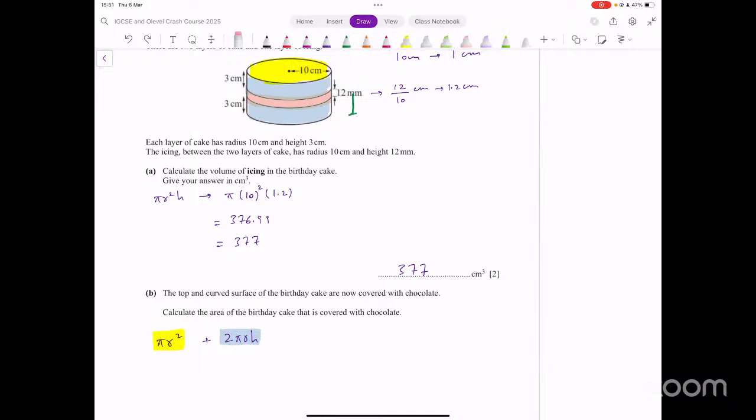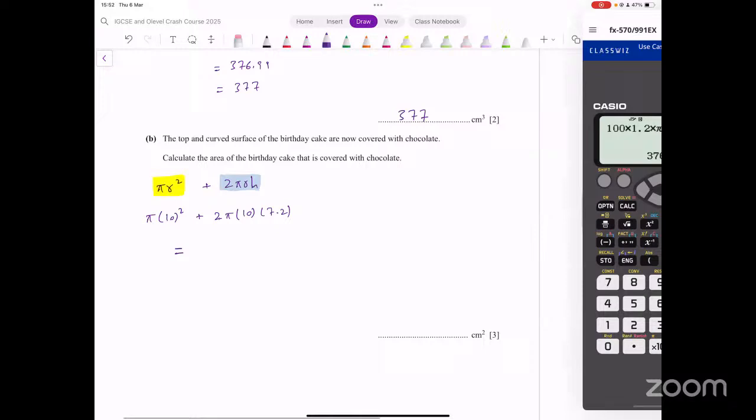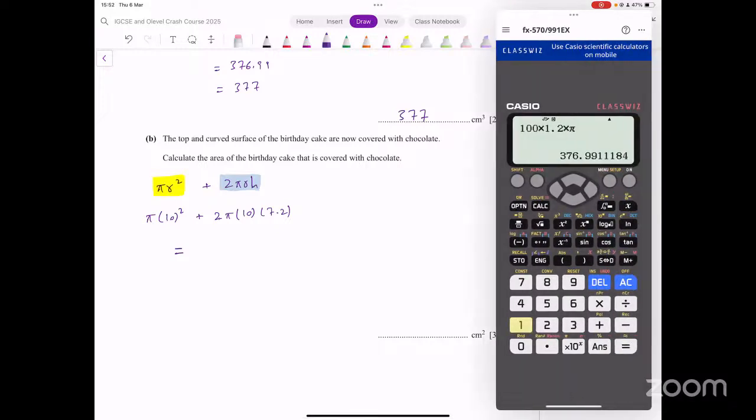What is this going to be? For the circular top, pi r squared, we say it's pi into 10 squared, plus for the curved surface part, that's 2 pi into radius, that is still 10, times the height. What's the total height? We have 6 centimeters, and then 1.2 more. That becomes 7.2. So we multiply this with 7.2, and that should give us the total area that's covered by chocolate.